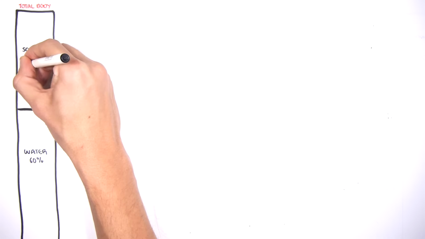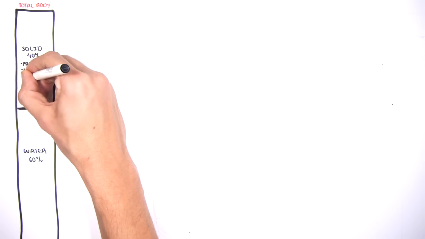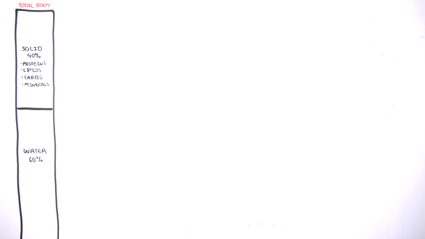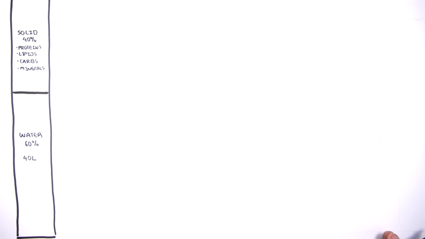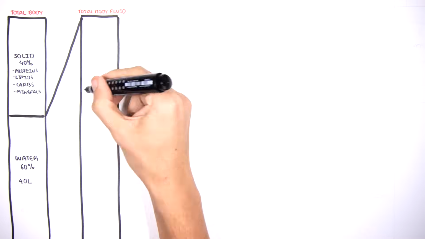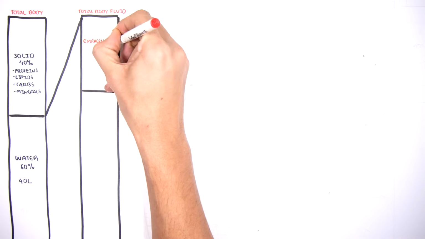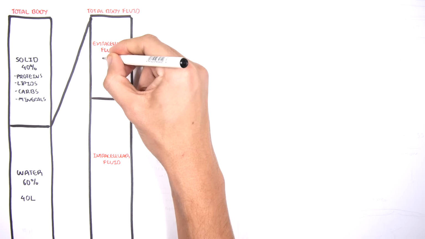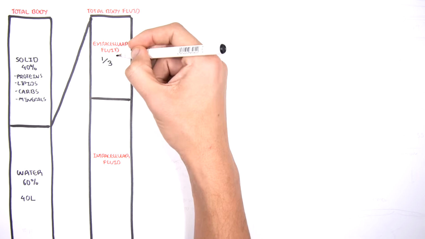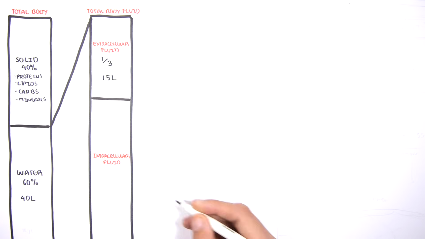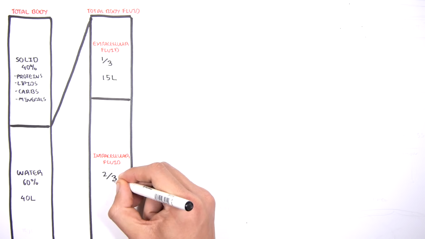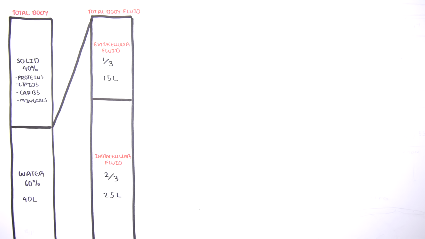Solids are things such as protein, lipids, carbs, and minerals. In this example, the total volume of water is that of an average adult male and is about 40 liters. The total body water is distributed into two fluid compartments, the extracellular fluid, ECF, and the intracellular fluid, ICF. ECF is about 1/3 of total body fluid, which means about 15 liters, let's just say. The ICF is 2/3 of total body fluid, which is about 25 liters.